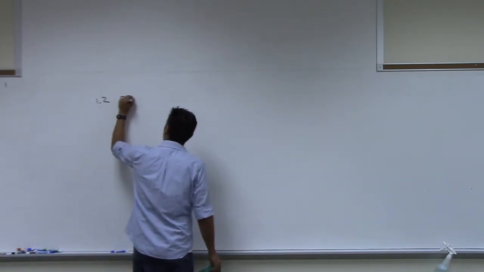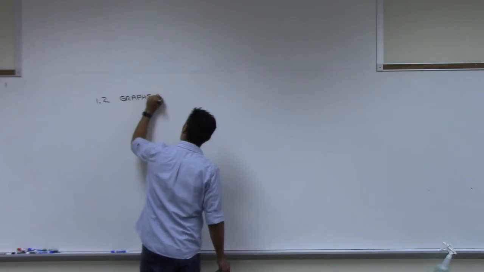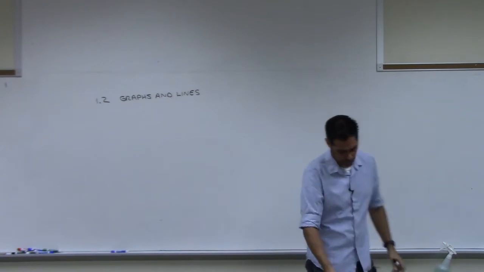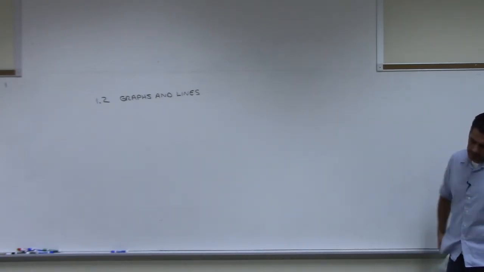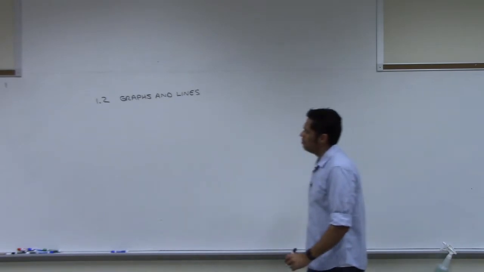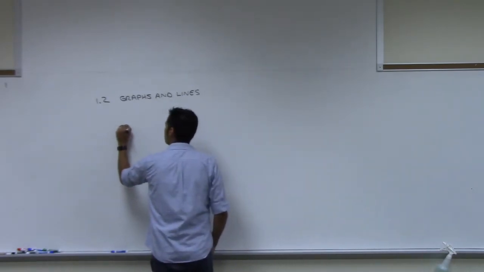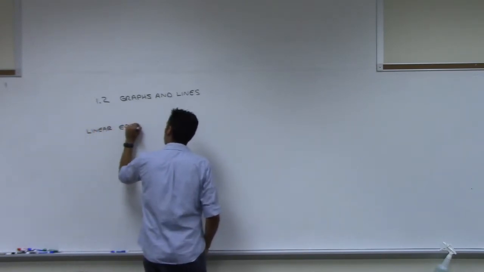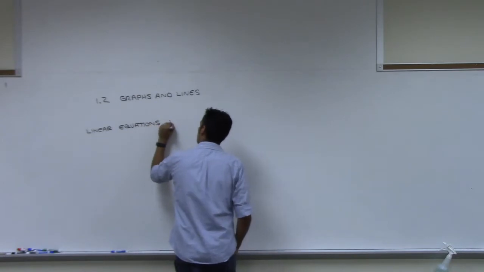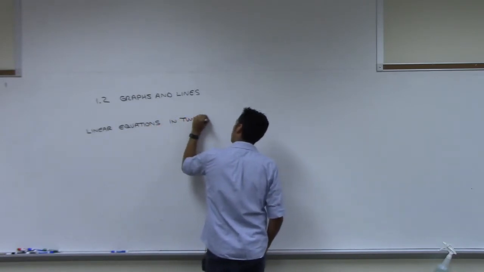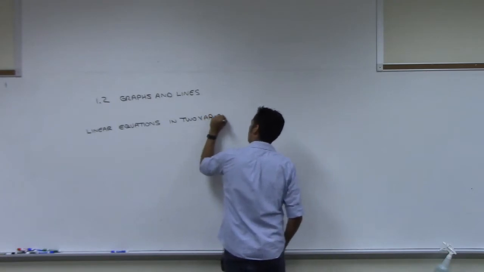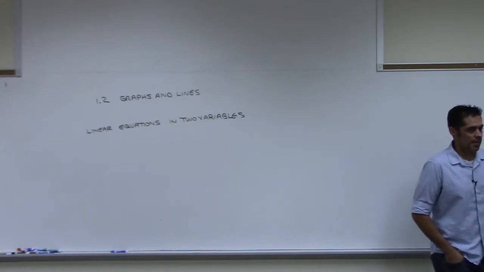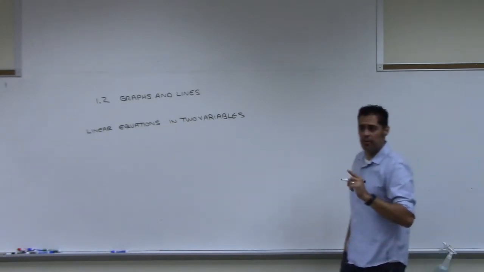1.2, graphs and lines. All right. To do graphs and lines, what we're looking at here are linear equations in two variables. I'm going to give you some examples of linear equations in two variables first.